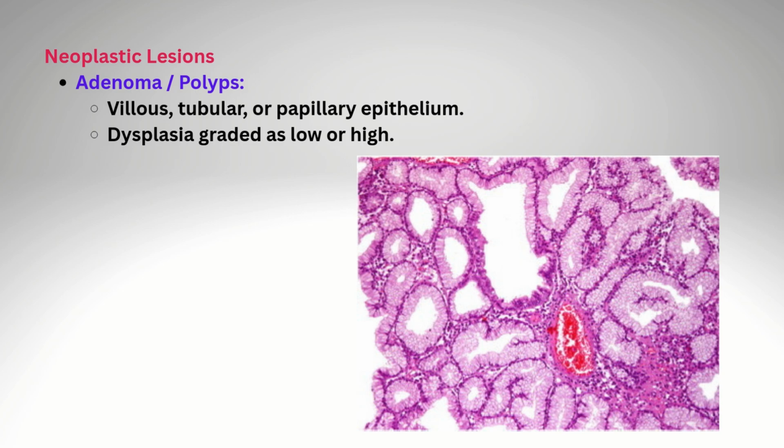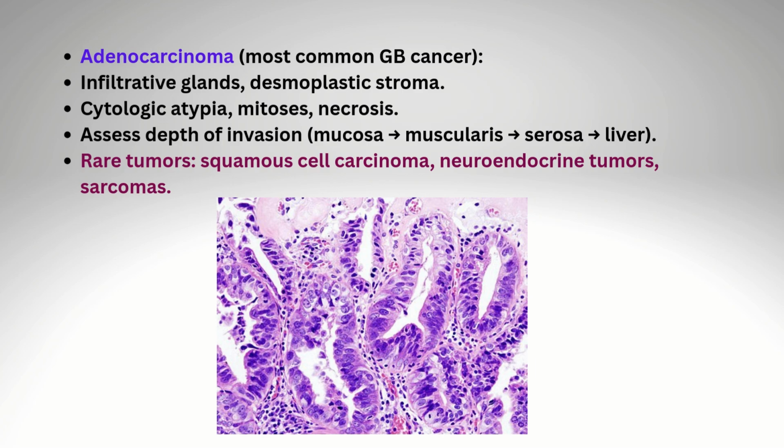Neoplastic lesions, whether an adenoma or a polyp; these adenomas can be of villous or tubular type, lined by papillary epithelium. Any sort of dysplasia should always be mentioned. If there is adenocarcinoma, then you will encounter infiltrative glands, desmoplastic stroma, cytological atypia, mitotic figures, and areas of necrosis. Always assess the depth of invasion, which is required for your TNM staging.